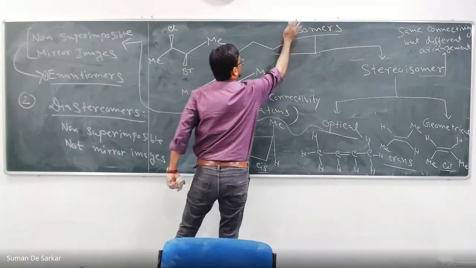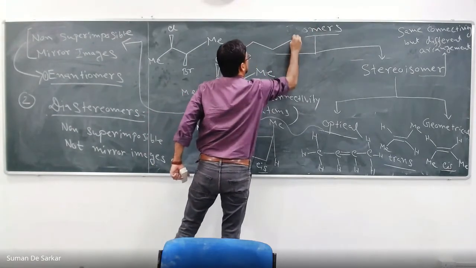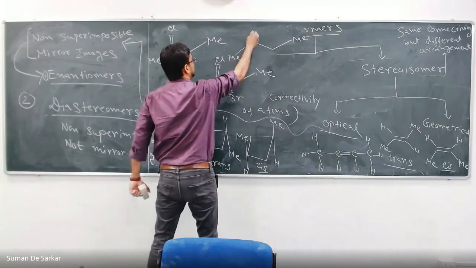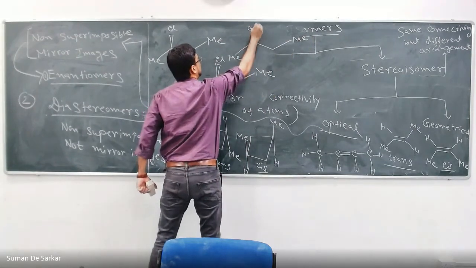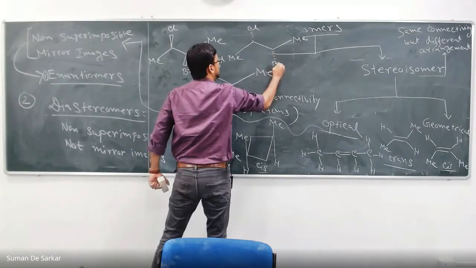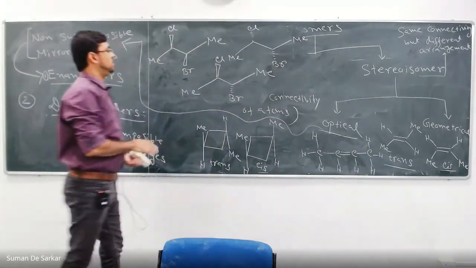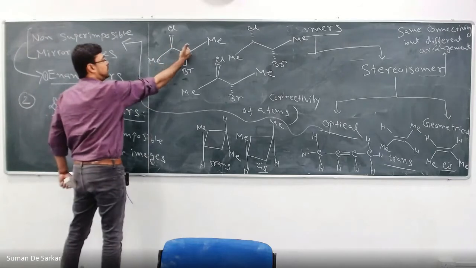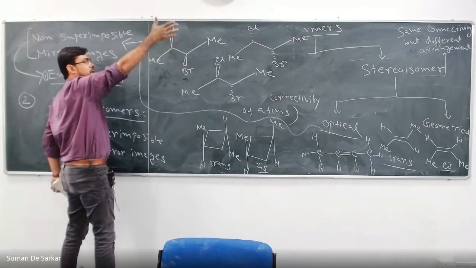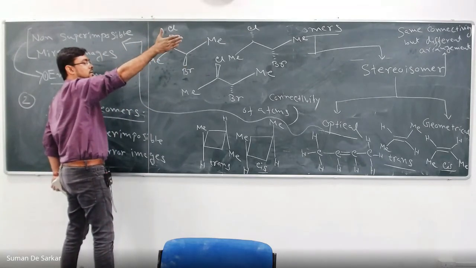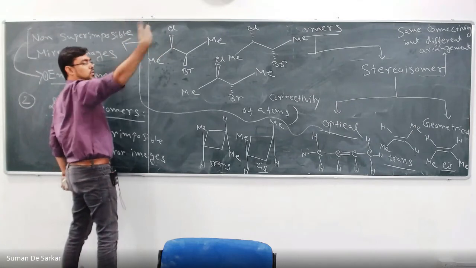Methyl here, chlorine, bromine, where both chlorine and bromine are below the plane, because in this one they are above the plane. Just think about the mirror here. If you put the mirror here, then it will go below the plane.